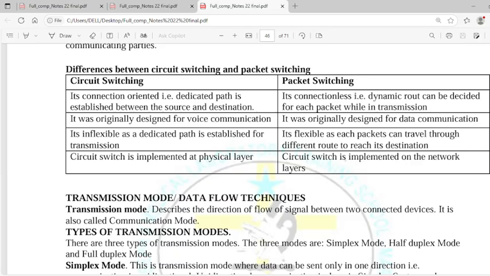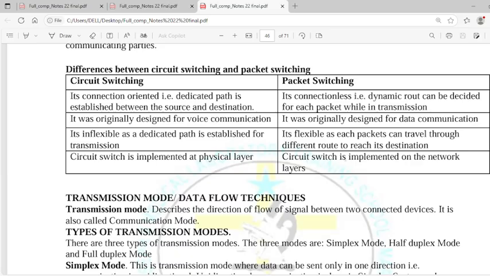In packet switching, it's connectionless. That is, a dynamic route can be decided for each packet while in transmission, meaning different routes can be used for the different packets while in transmission. Circuit switching was originally designed for human voice, but packet switching was designed for data communication.